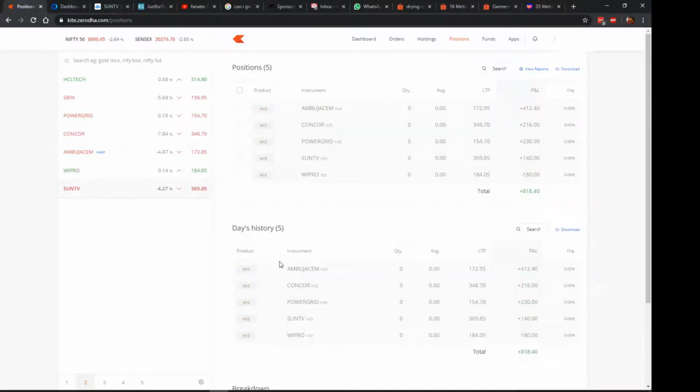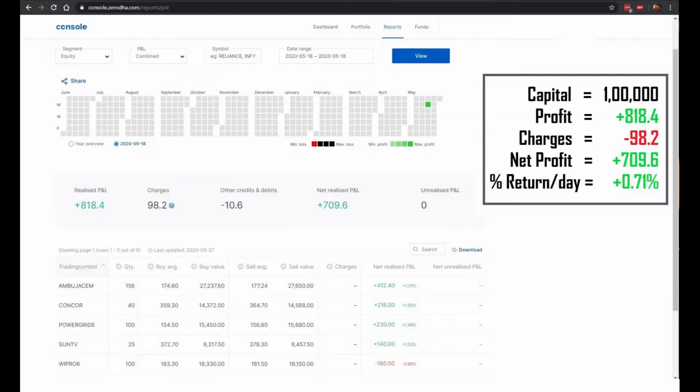Let's look at the end of the day positions. Actually, it's only 12 o'clock now. 12:30. Actually, 1 o'clock. So we see that all 5 positions, Ambuja Cements, Concor, Power Grid, Sun TV, Wipro, have been closed. Out of that, 4 gave us profits, and Wipro gave us a loss, which is common. This is essentially an 80% success rate. So our total profits for today are 818 rupees.